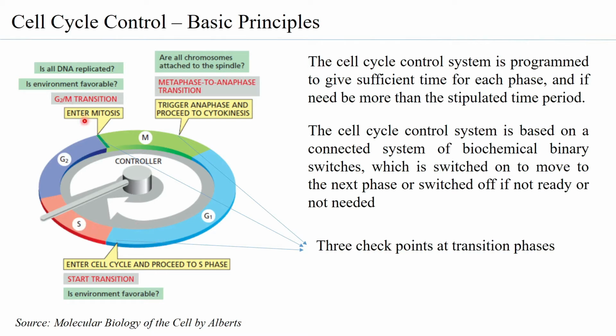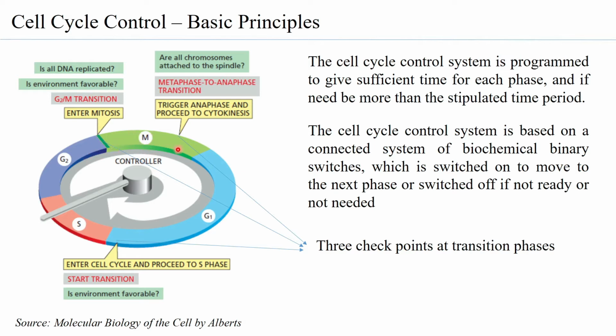Then you of course have the G2 to M transition phase, where the cell is going to enter the mitosis phase. And if the DNA that has been replicated during the S phase has not been repaired or is not completely replicated, then it cannot enter the M phase. So here there has to be a checkpoint which is asking whether all DNA is replicated or not, or whether the environment is favorable for going into the M phase.